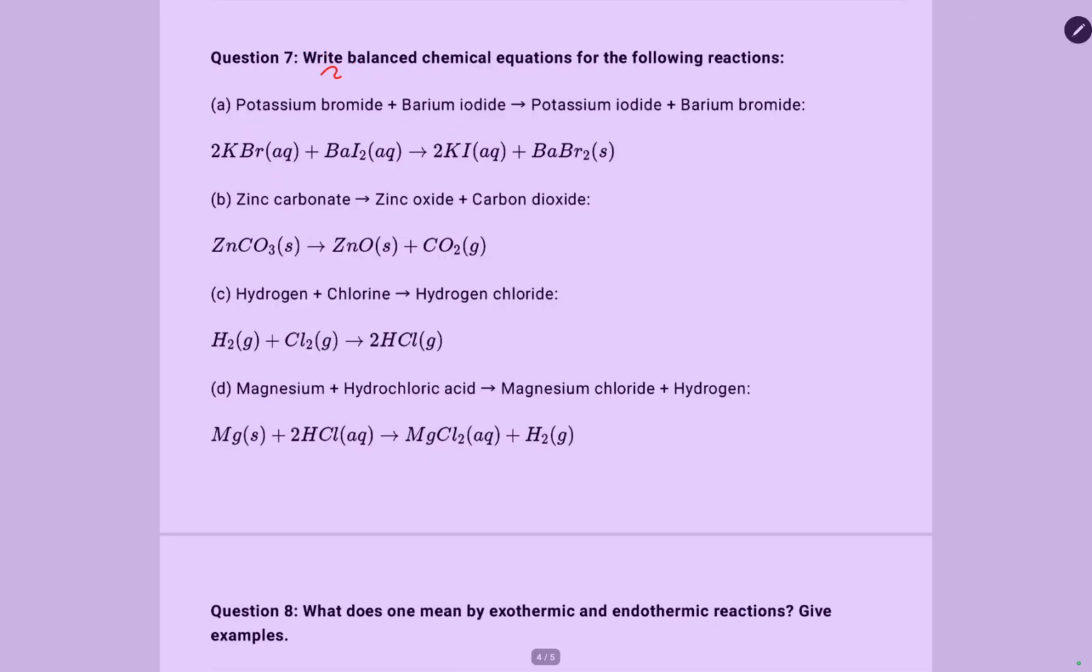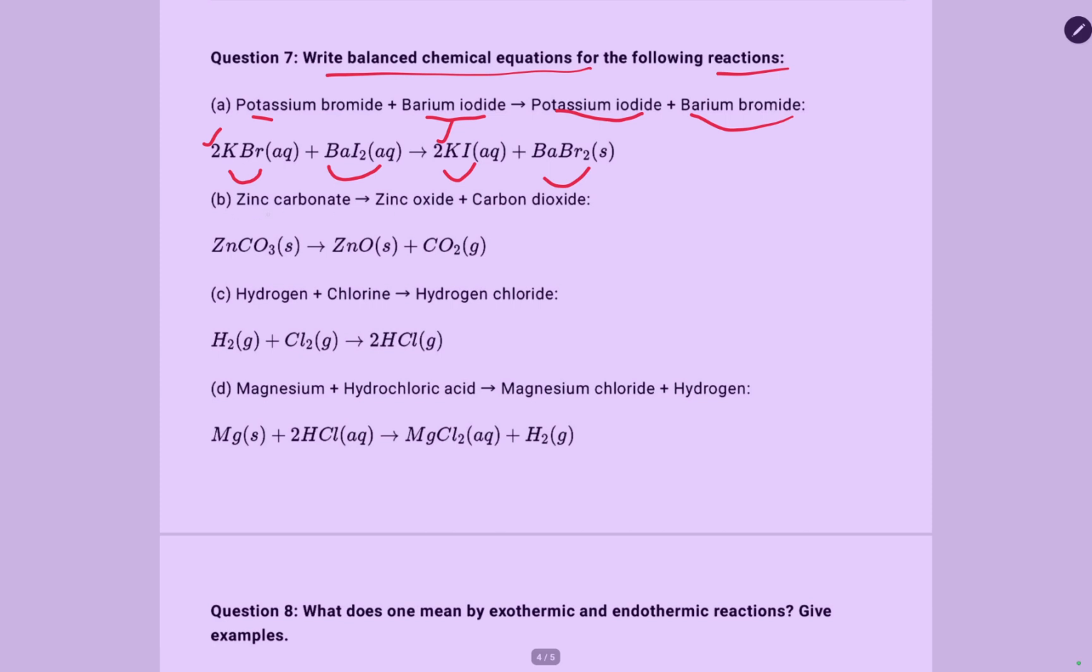In a similar way, write balanced chemical equations for the following reactions. Potassium bromide and barium iodide give rise to potassium iodide and barium bromide. So potassium bromide is KBr, barium iodide is BaI2, potassium iodide is KI, and barium bromide is BaBr2. It is simple to balance. If you put a factor of 2 with KBr, it gets balanced. You already know the procedure, right?